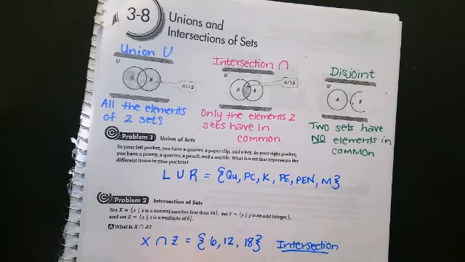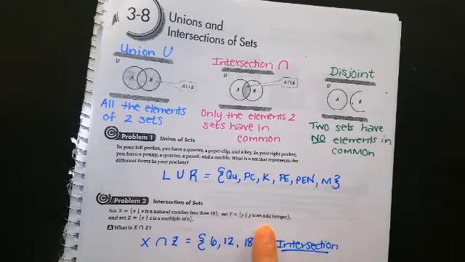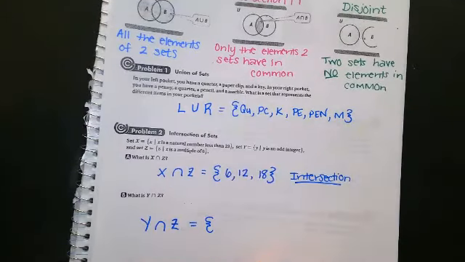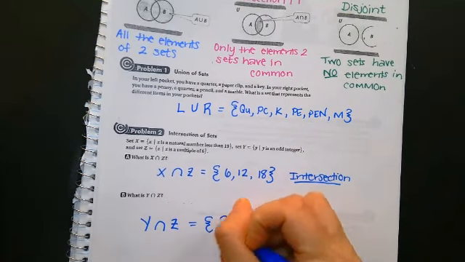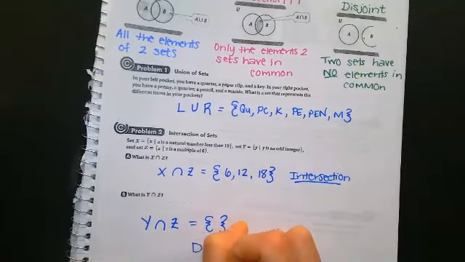So we would say Y intersect Z equals, all right, let's think about this. Think about odd integers that are going to be multiples of 6. Well, multiples of 6 are 6, 12, 18, 24. Are there any odd integers that are multiples of 6? The answer is no, there's not. So this is an empty set. This is what we would call disjoint.